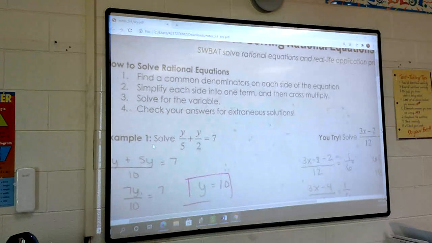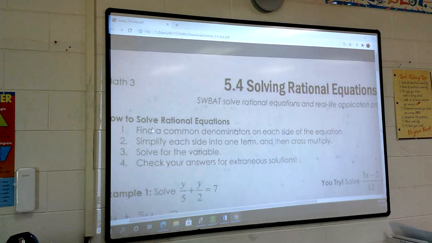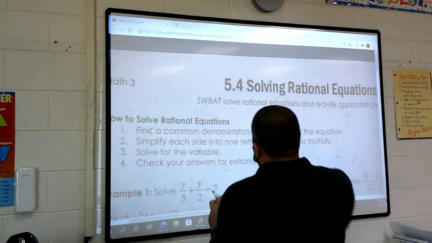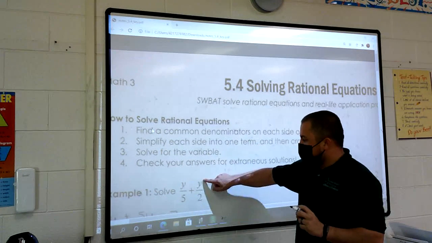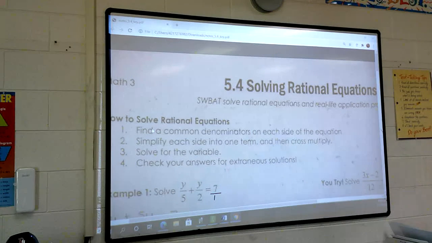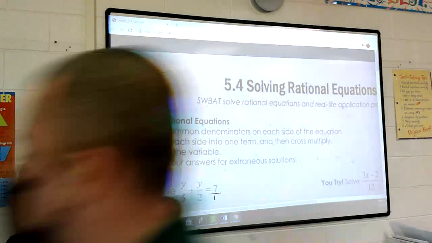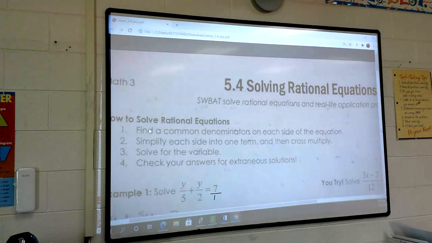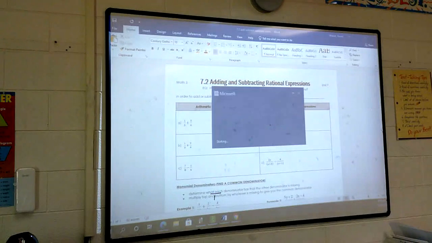I'm going to do number 1 a little bit differently. In example number 1, we have y over 5 plus y over 2 equals 7 over 1, is how we're going to write it. Okay? So we have the numbers 5, 2, and 1, and we want to simplify those. The first thing we want to do is find the least common denominator.